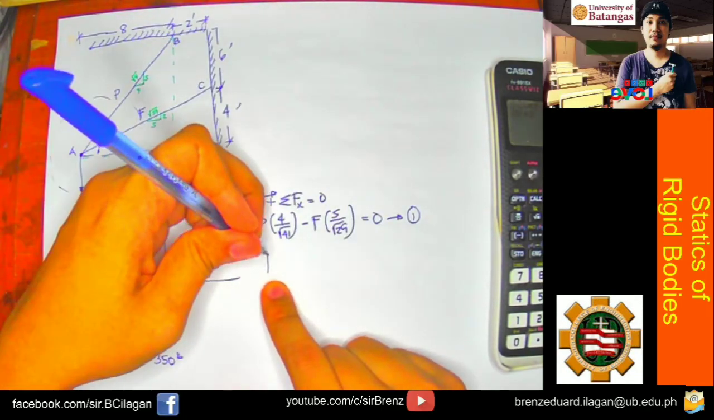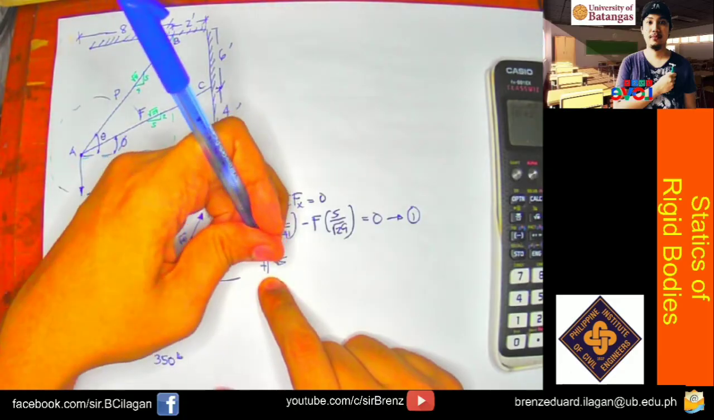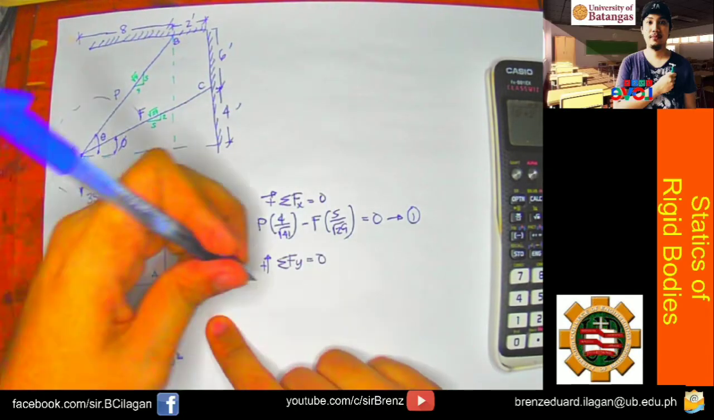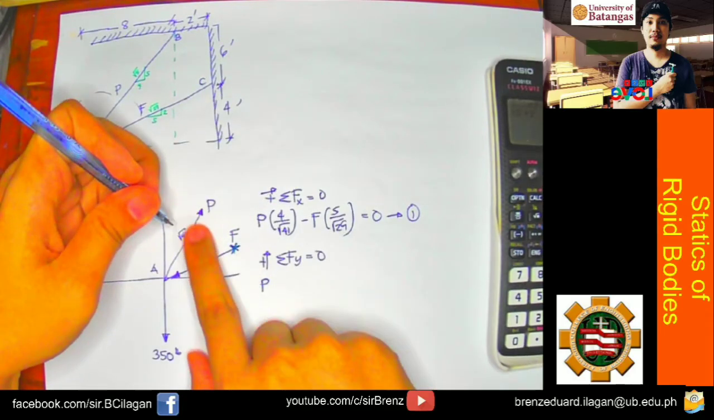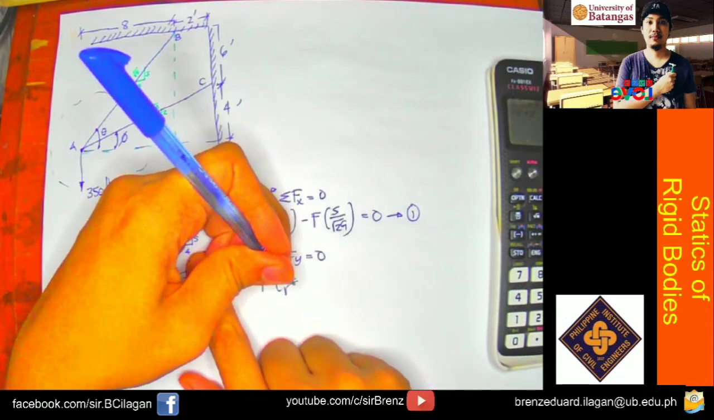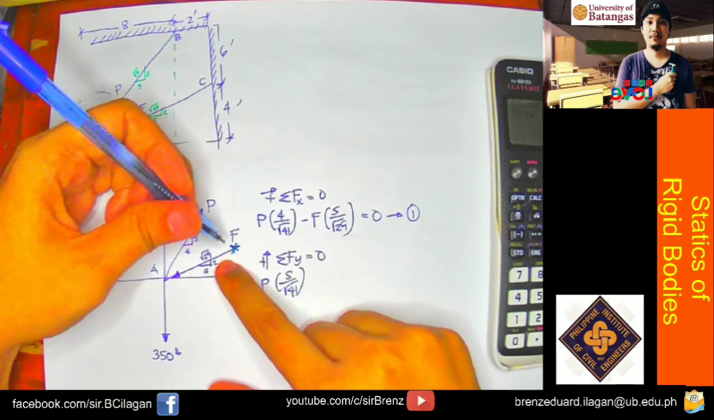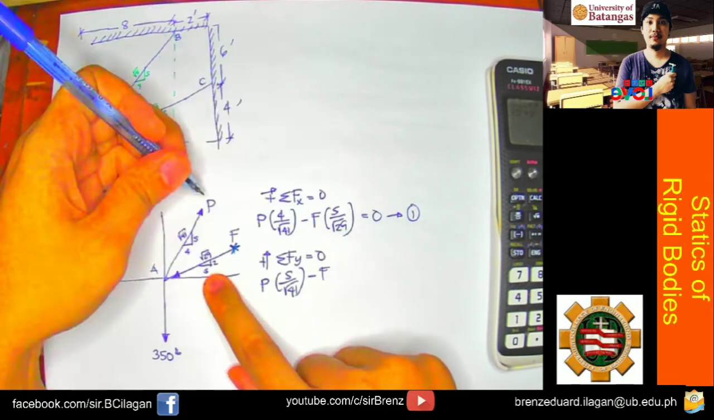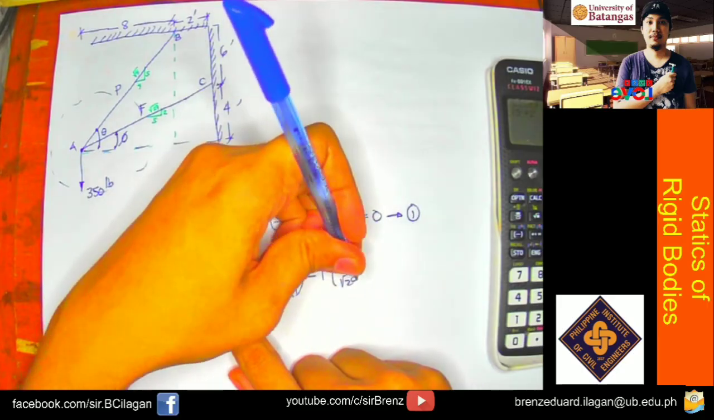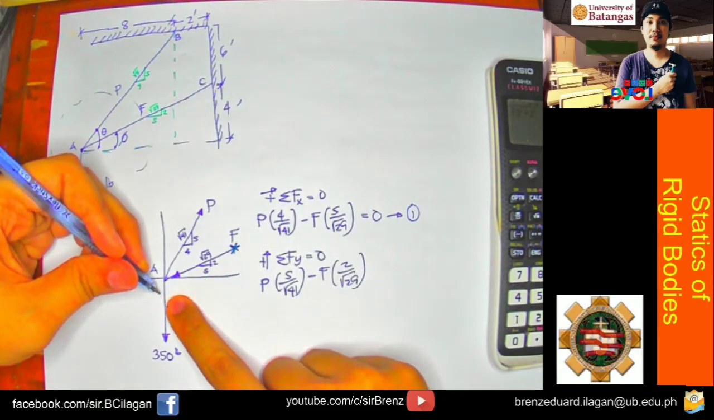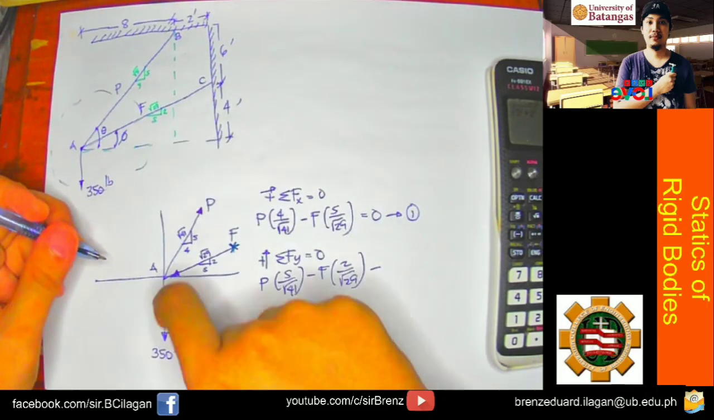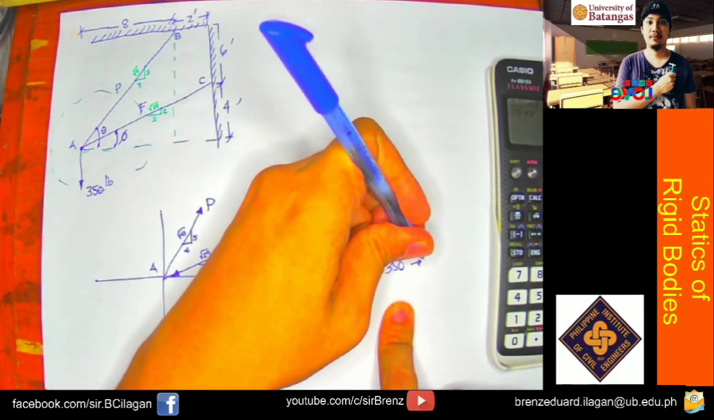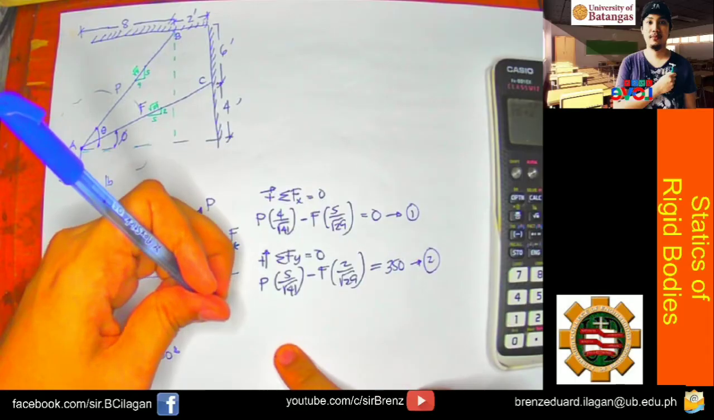And then, yung isang equation will be coming from summation of forces in y, assuming upward direction as positive, equals to 0. So, we have P, positive, pataas kasi, times 5 over square root of 41. And then, itong F natin, so, pasaan ang y component niya? Di ba pababa? So, minus F times 2 over square root of 29. And then, ito, pababa. So, minus, and then, transpose ko sa kabila, so, magiging positive or equals to 350. Equation number 2.